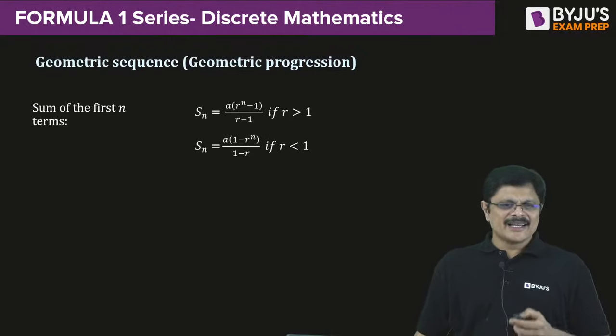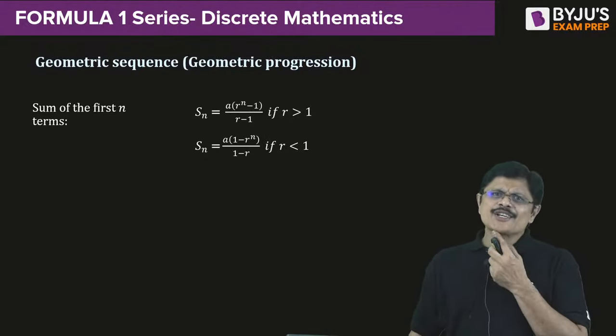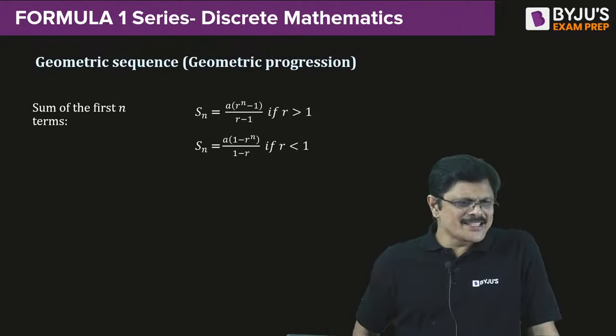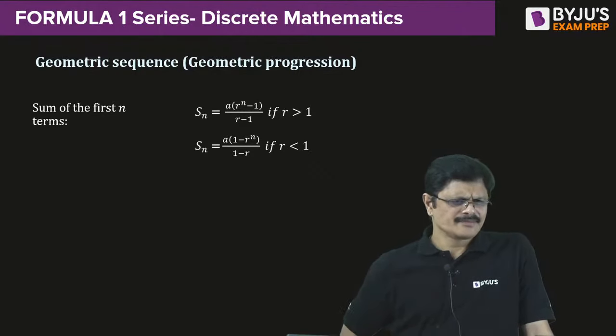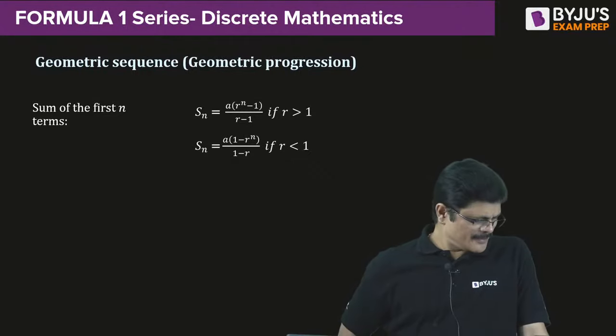I generally ask this question. When r is equal to 1, what happens? When r is equal to 1, what happens? No one writes. When r is equal to 1, what happens? Please tell me.